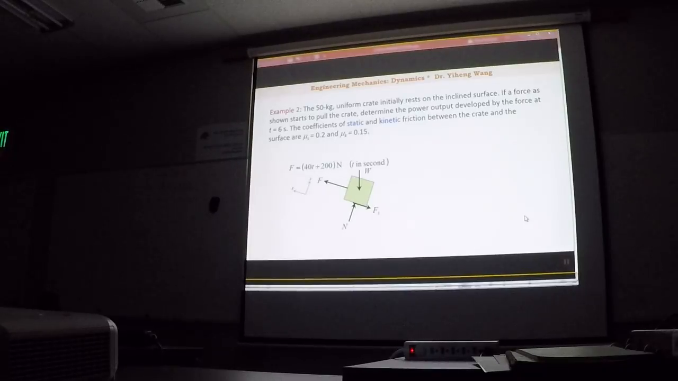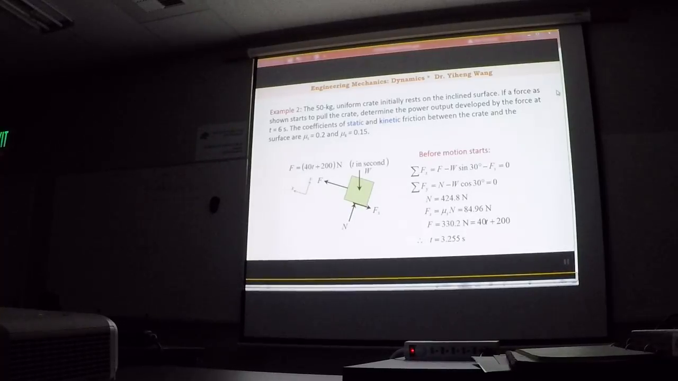So we still start with the free body diagram of the crate, and we still need to determine at what time motion starts. In other words, we need to determine at what point the maximum static frictional force between the crate and the surface is overcome. And as you can see, here we have exactly the same approach to determine this time using equilibrium equations.